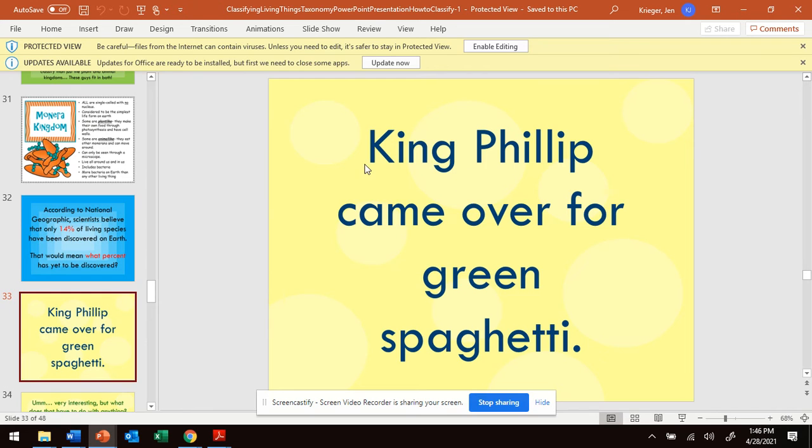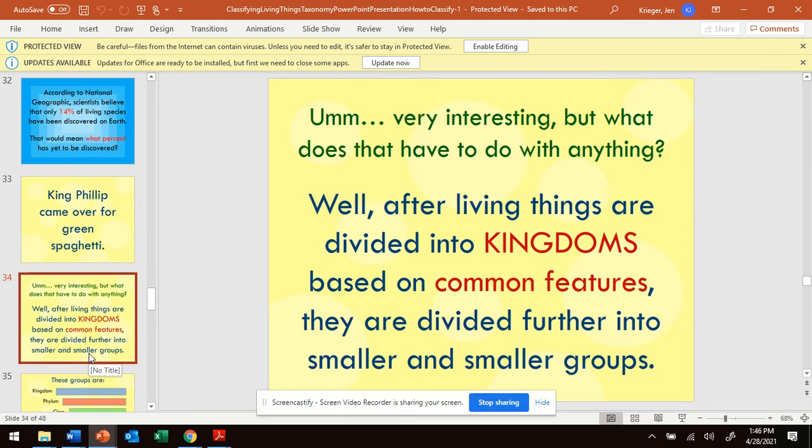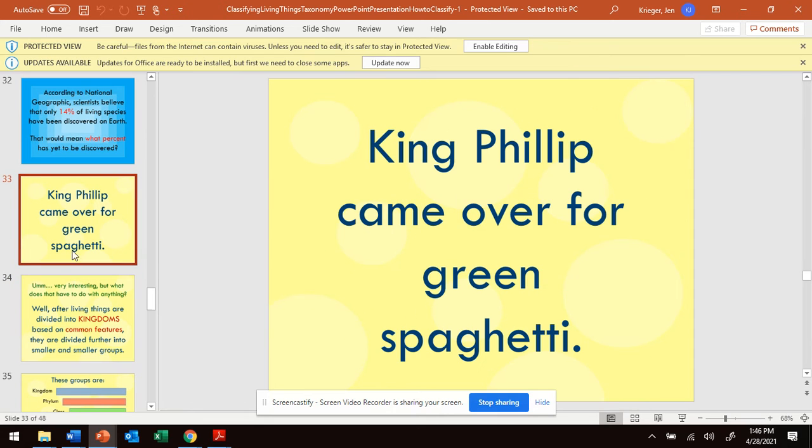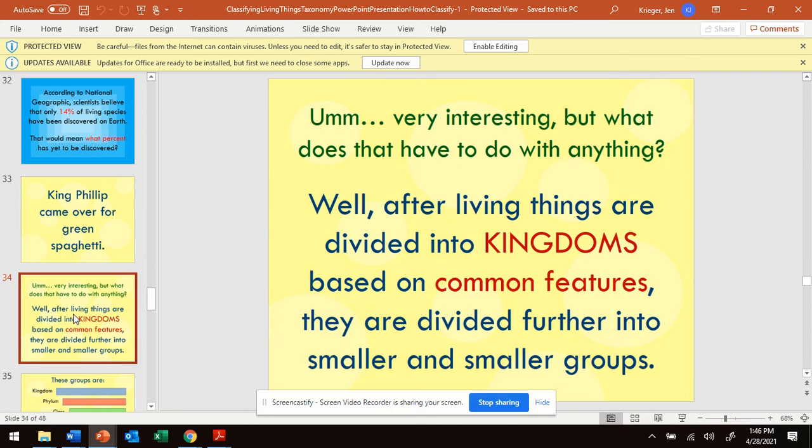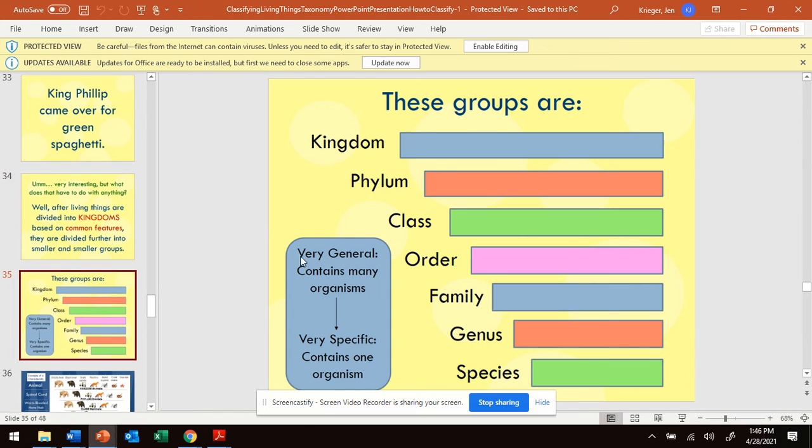But I want you to remember this saying, King Philip came over for green spaghetti. This will help. Okay. This is very interesting to me. Why am I telling you to remember King Philip came over for green spaghetti? Well, after living things are divided into kingdoms, they then want to put them into further and smaller groups. Here are these groups. Kingdom, that is our largest group. So that's our king.